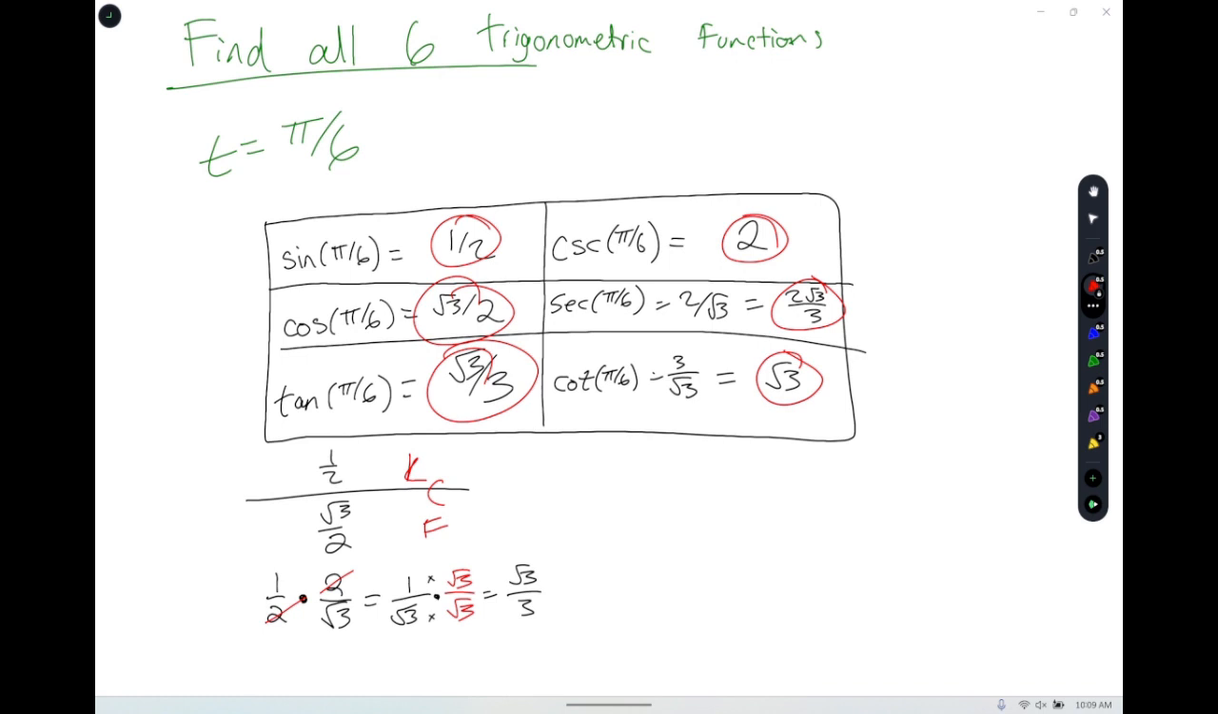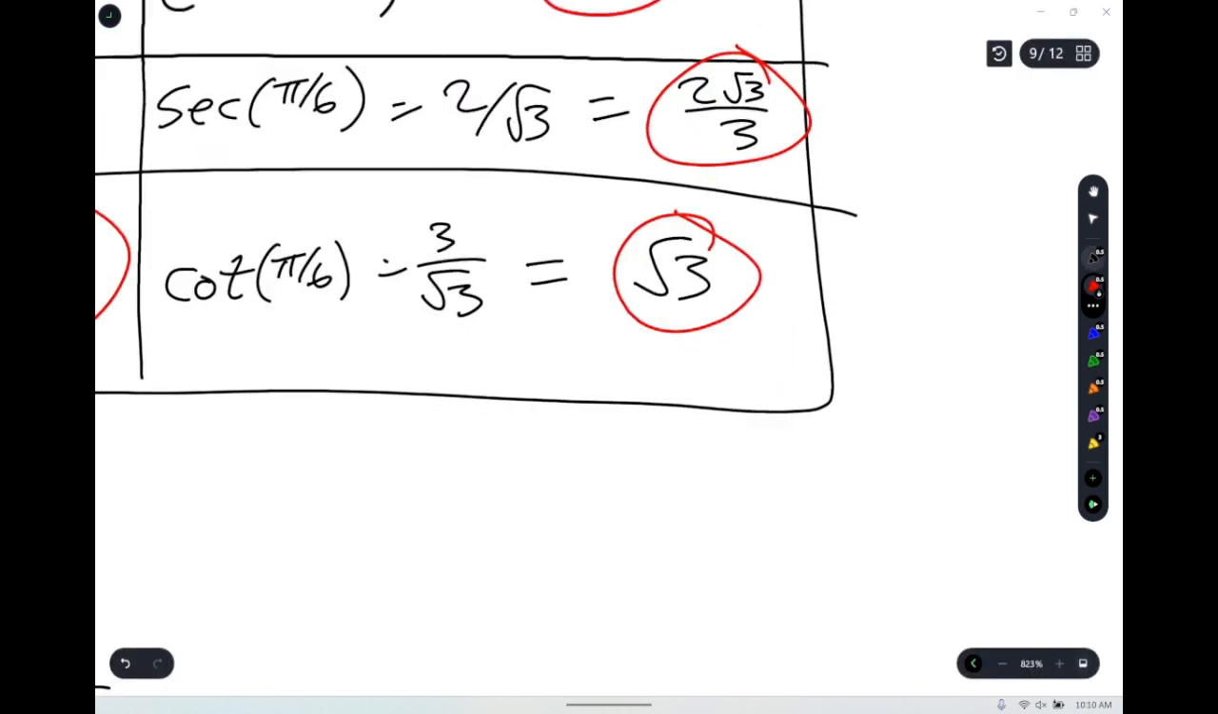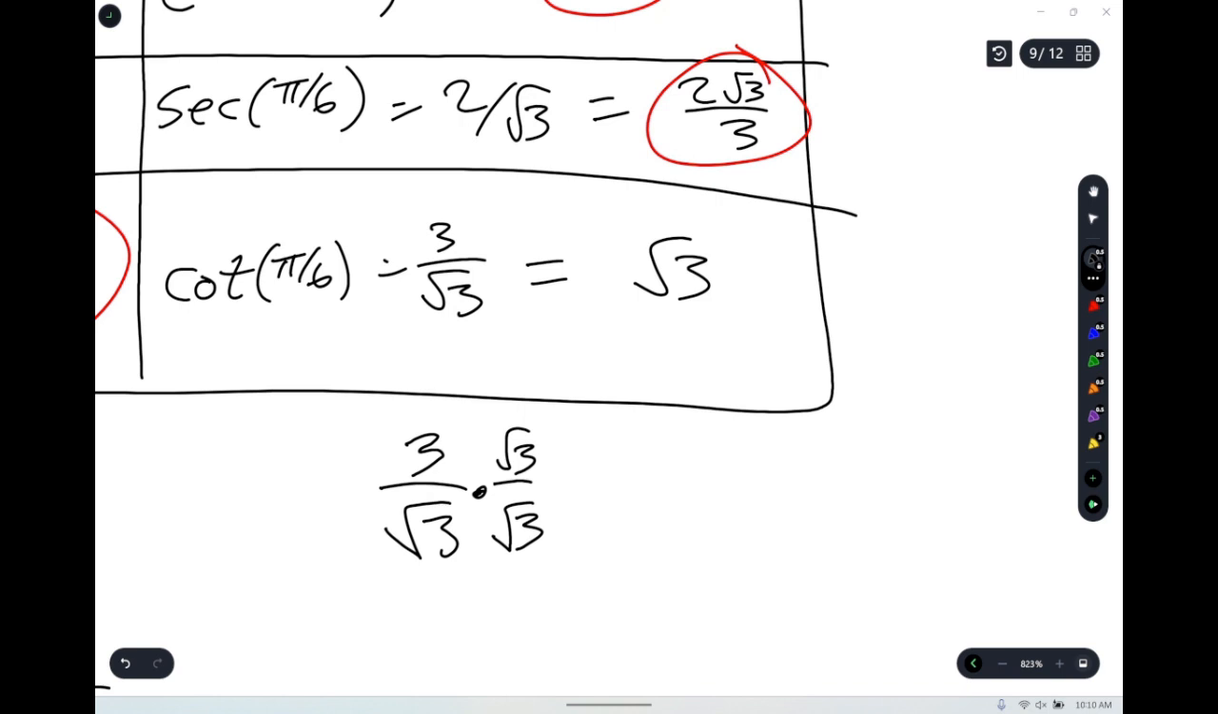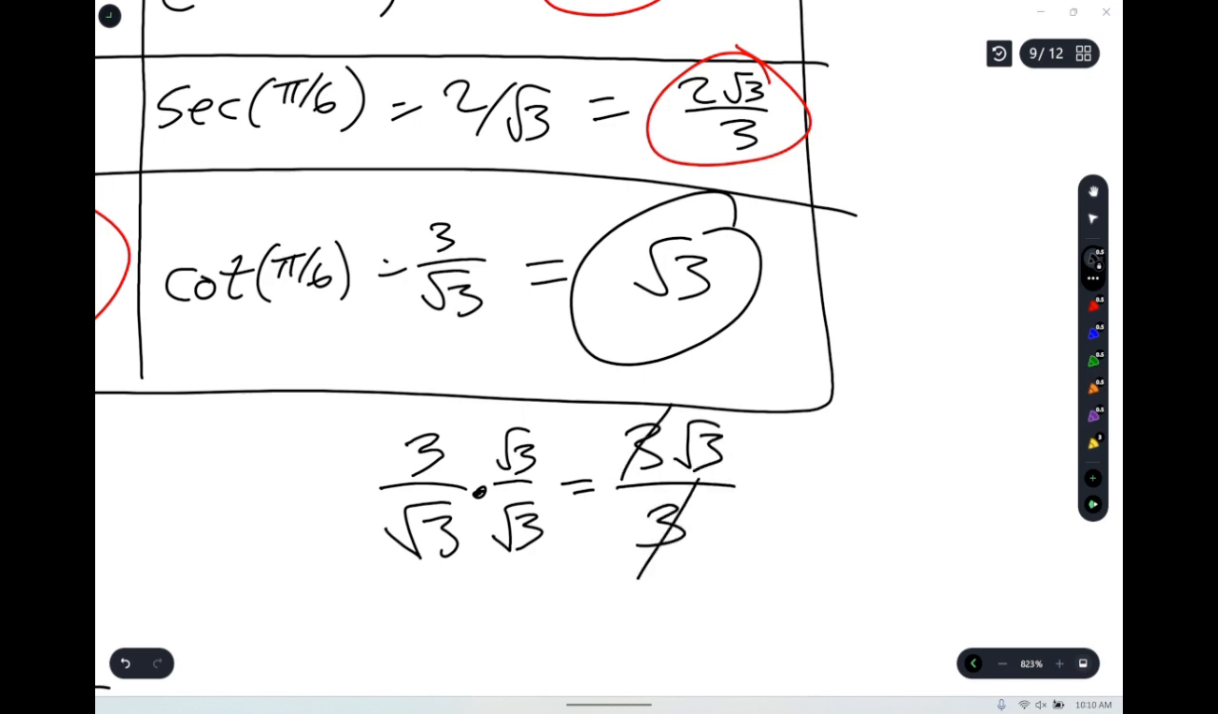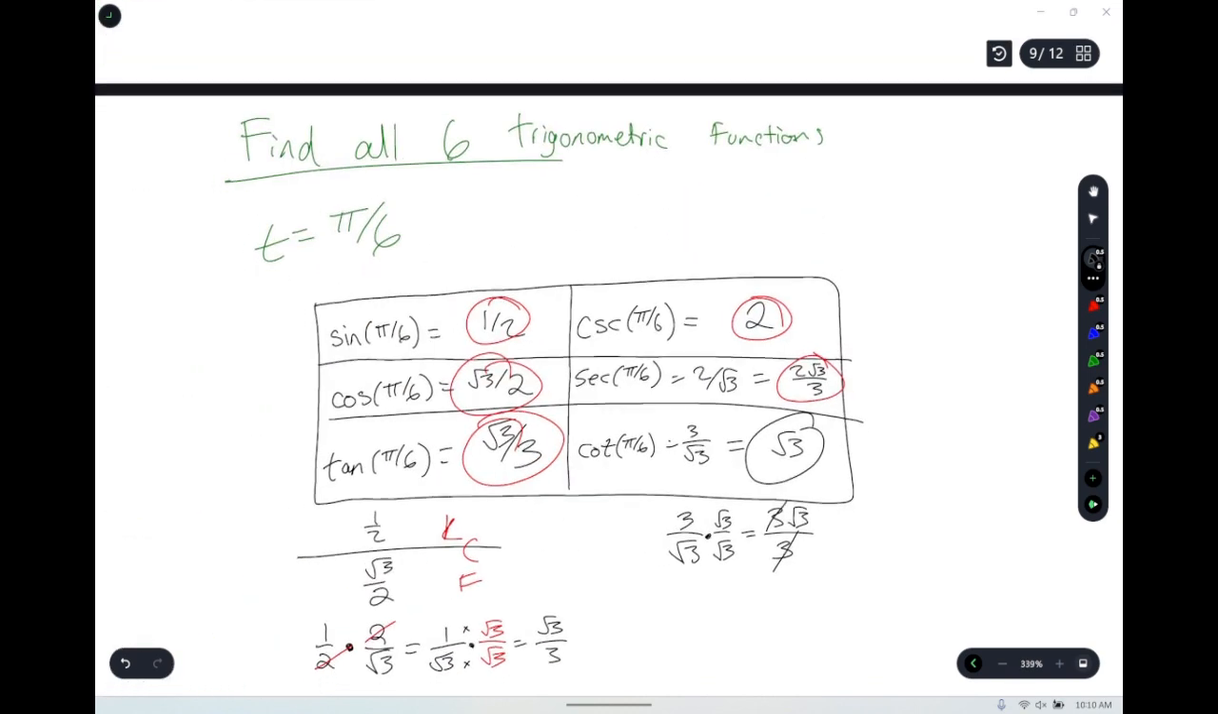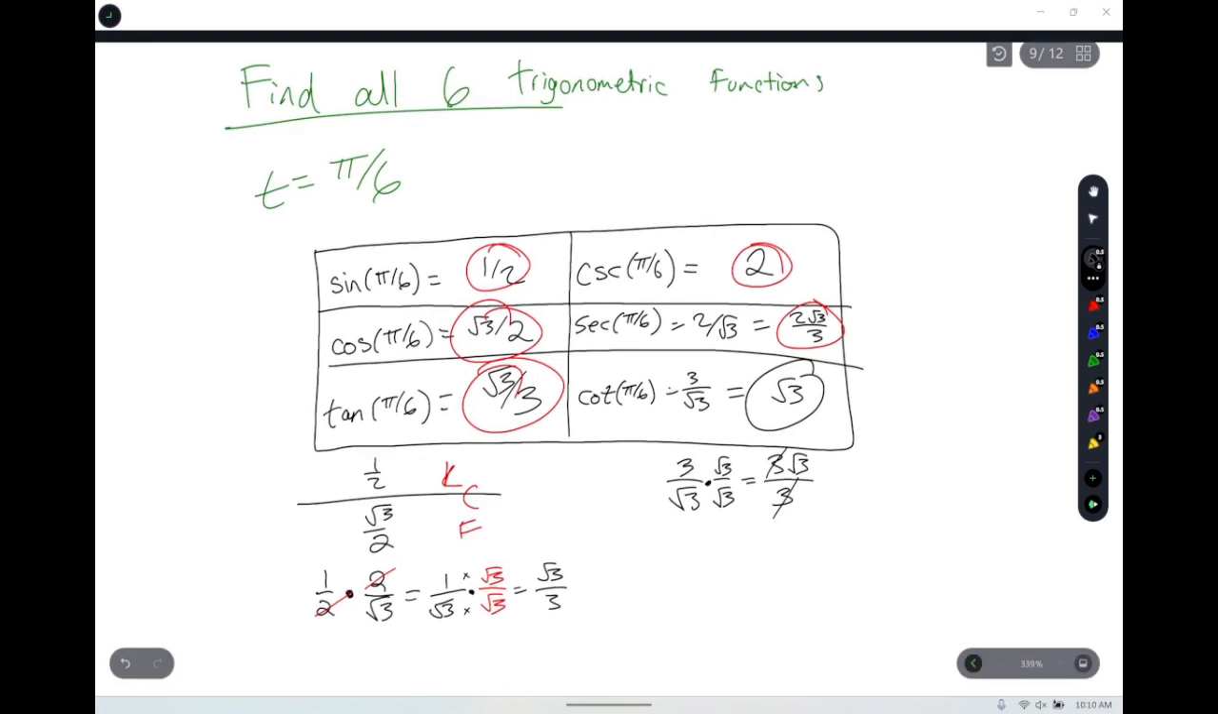Quick question. I heard you said something that we just leave at root 3. Where do we get that from? I took 3 over root 3. Oh, I see. I multiplied by root 3 over root 3. Oh, shoot. Did I mess up? No, it's not basically 1. It's 3 times root 3 over 3, which is root 3. That's where I got it.